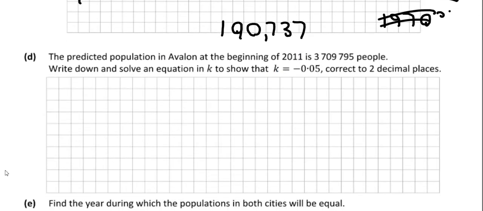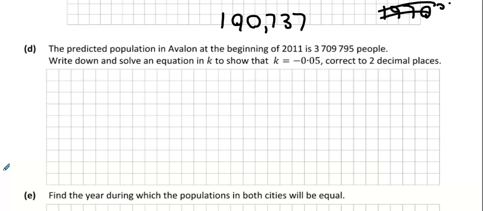Now, D. The predicted population of Avalon at the beginning of 2011 is 3,709,795 people. Write down and solve the equation for K. Now, do you know the great thing about this question is, if you aren't able to do part D, you can take the K value and use it for the rest of the question. You got it? If you get a different K value, do not use the K value you get. Use the K value they said it definitely is. Is that right? Now, let's do this. What's the formula for Avalon?